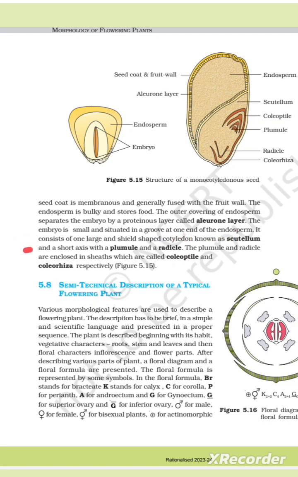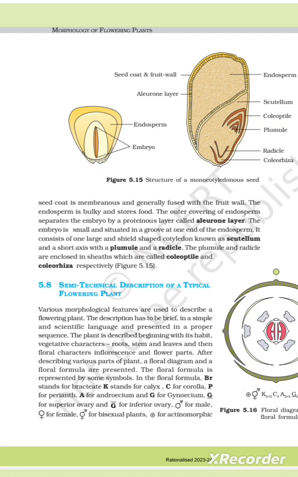It consists of one large and shield-shaped cotyledon known as the scutellum, and a short axis with the plumule and the radicle. The plumule and the radicle are enclosed in sheaths which are called coleoptile and coleorhiza, respectively. Figure 5.15.